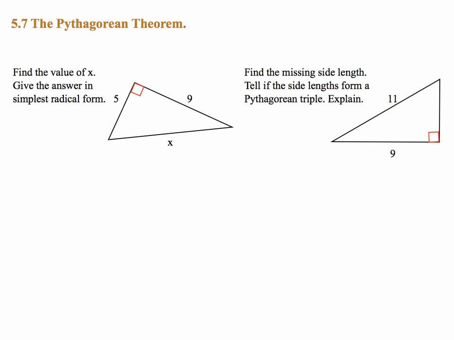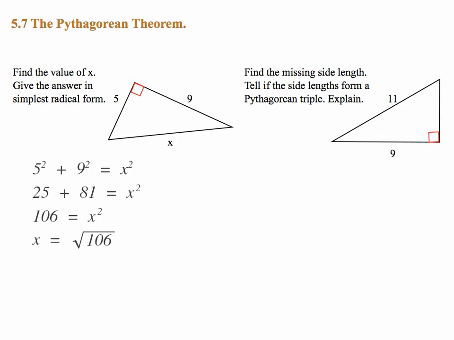Using the Pythagorean Theorem, find the value of x, give the answer in simplest radical form. The two legs are 5 and 9. The hypotenuse is x. Remember, the hypotenuse is always opposite the 90 degrees. So we establish the Pythagorean theorem. 5 squared plus 9 squared is equal to x squared. Squaring the numbers and adding, we get 106. Now having to take the square root, x is equal to the square root of 106. This is already in simplest radical form because 106 has no perfect squares as a factor.